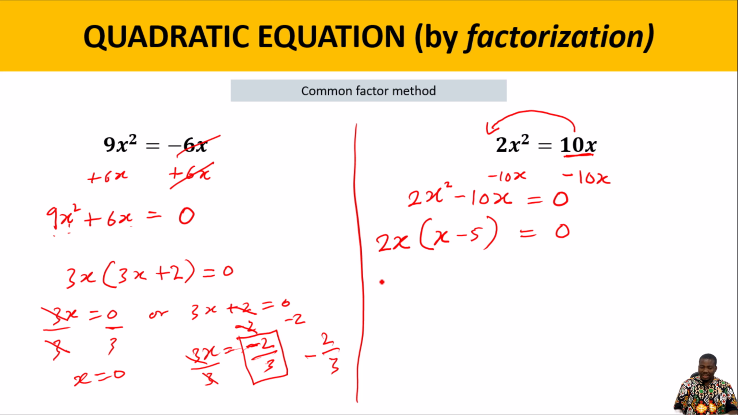Now, which means that it's either 2x equals 0 or x minus 5 equals 0. So when you divide both sides by 2, you have x equals 0, or when you add 5 to both sides, you have x equals 5.